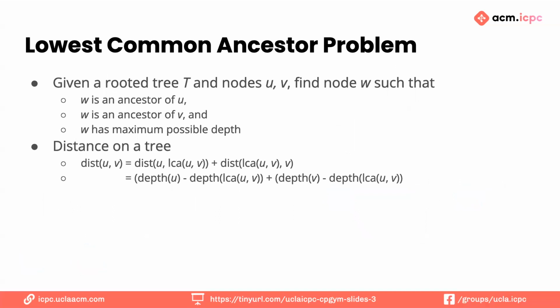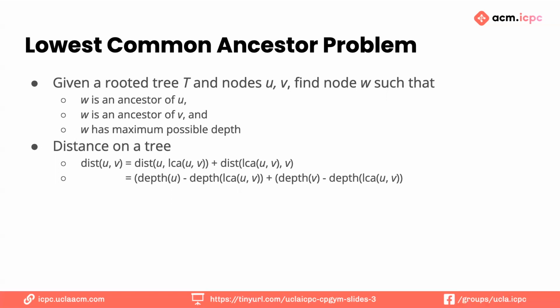Okay, and now if we formalize it, given a rooted tree T and nodes U and V, I want to find the node W such that W is an ancestor of U, an ancestor of V, and W has maximum possible depth while satisfying the previous two conditions.